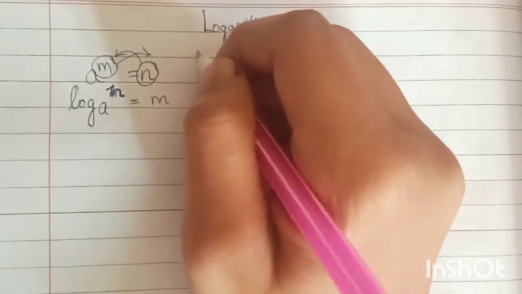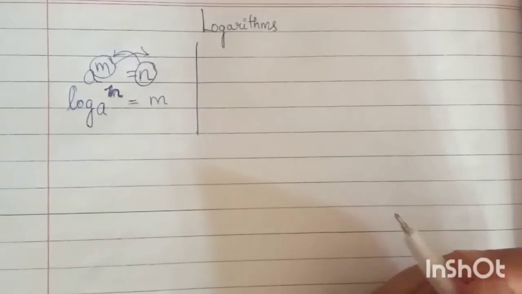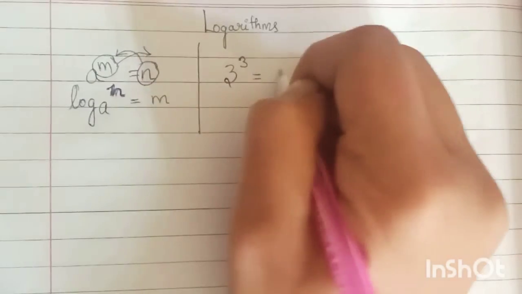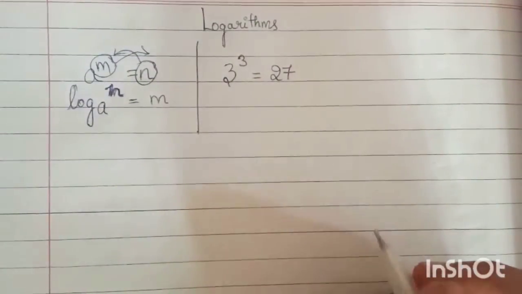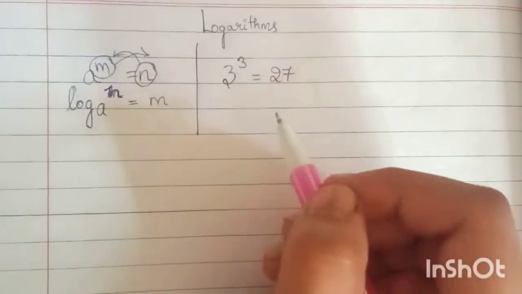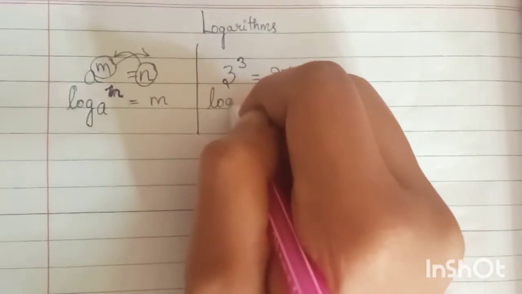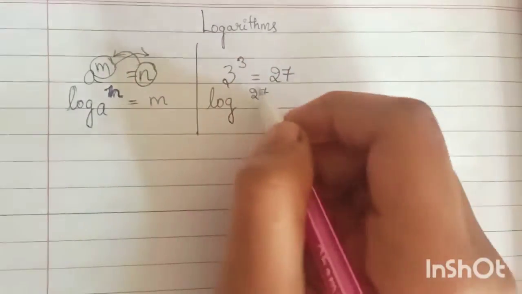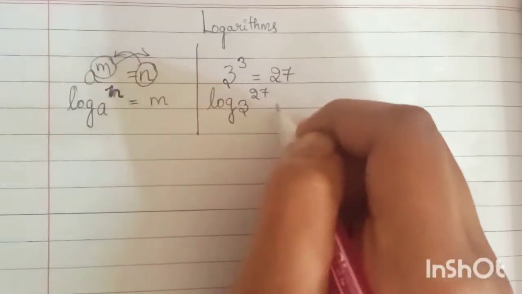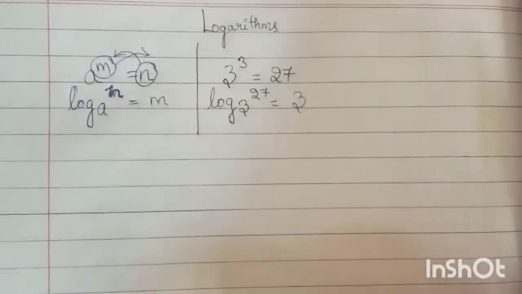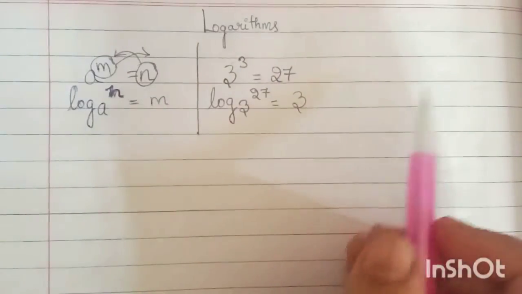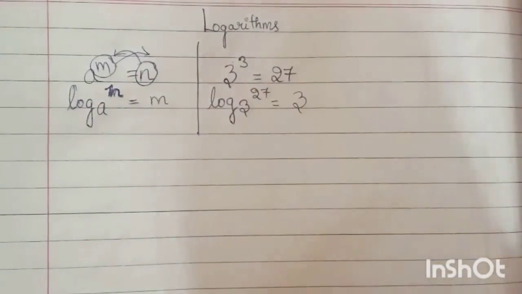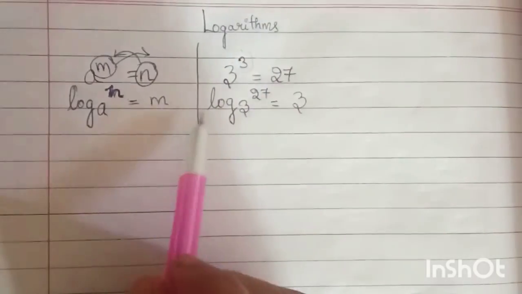Let us take an example. For example, if I have 3 cube is 27, I can represent this in logarithmic function as log 27 to the base 3. Keep in your mind that the base is always down. This base never changes. It doesn't change any position. Only these two will be changed when you write in logarithmic function.